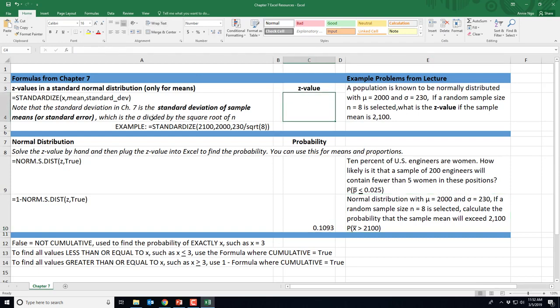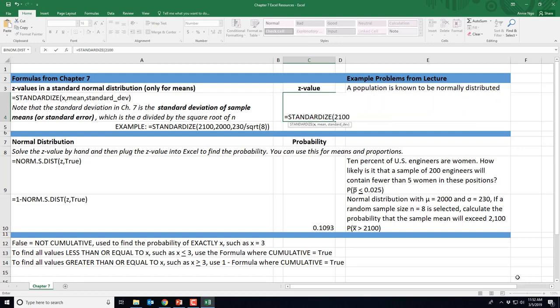Now I do provide a formula up here. If you don't want to solve the z-value by hand, you can use Excel using the standardized formula that we learned back in Chapter 3. Except you have to remember that our standard error includes the square root of n. So here's that same problem. If I want to use this formula, and it only works for means, it does not work for proportions. So if I want to solve it using Excel, I'll type in equals STANDARDIZE parentheses. Now the x is the x value, our sample mean that we're interested in converting. So I'll type in the 2100, comma.